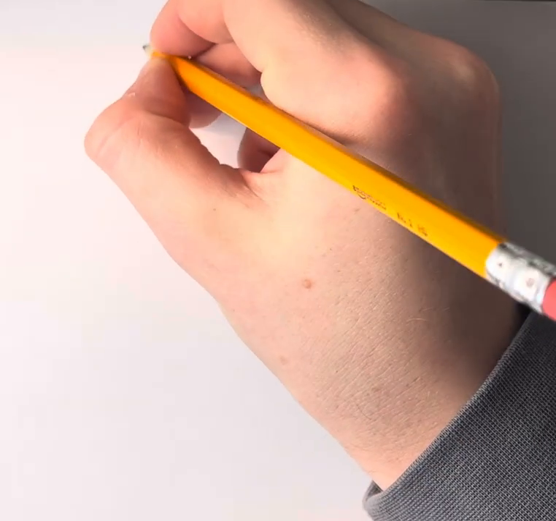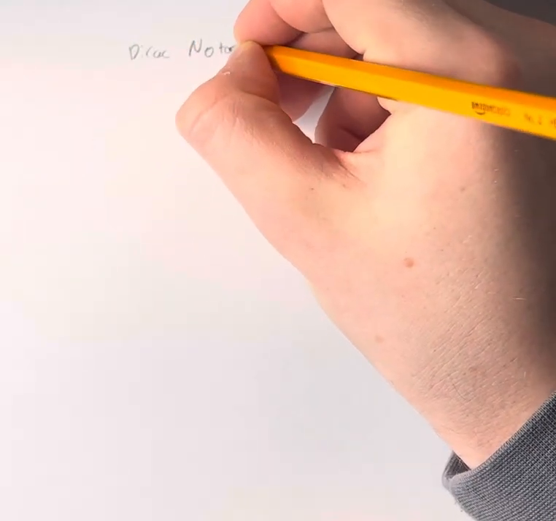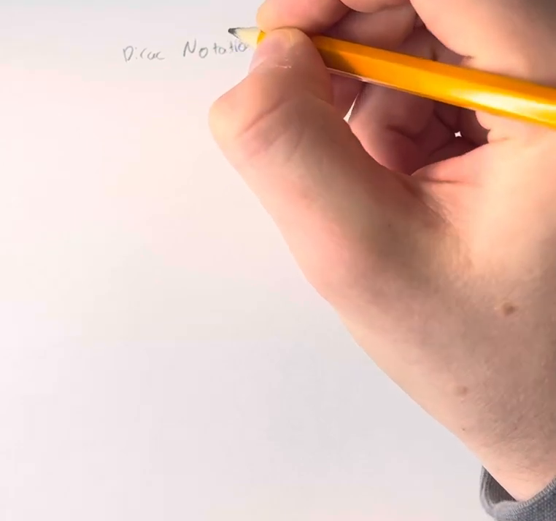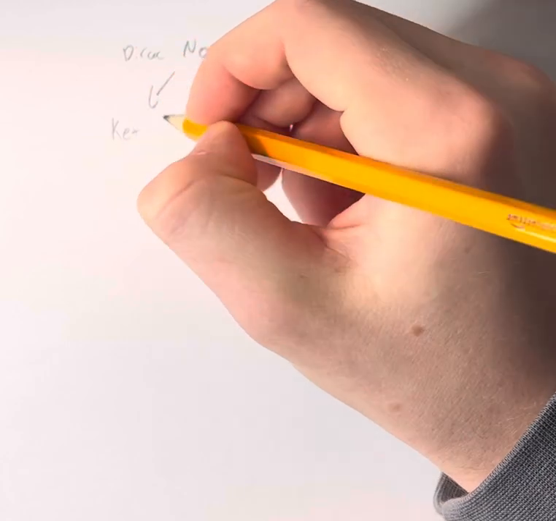So let's today learn the second part of the Dirac notation. Last time we discussed the first part of the Dirac notation, which was the ket vectors.